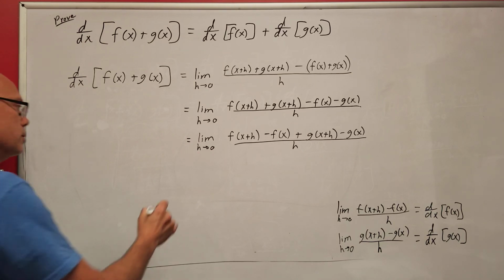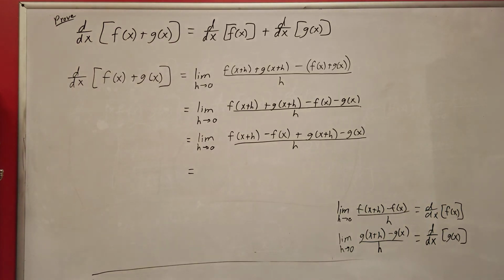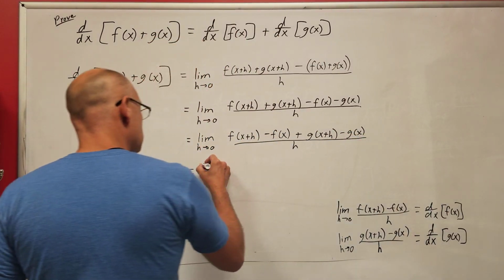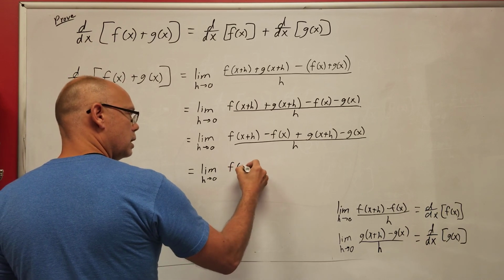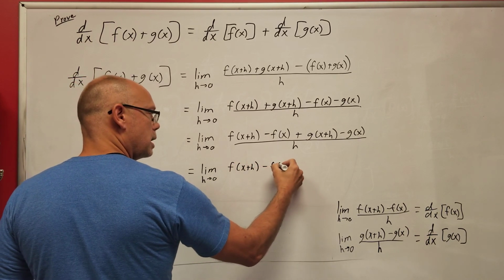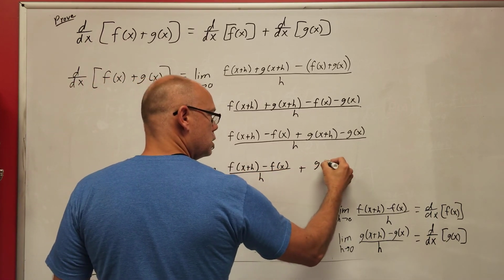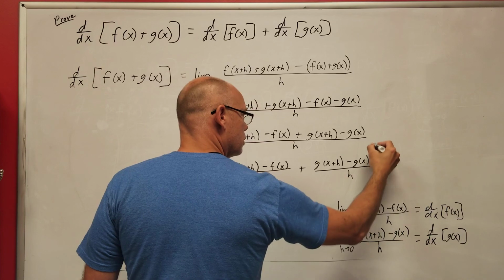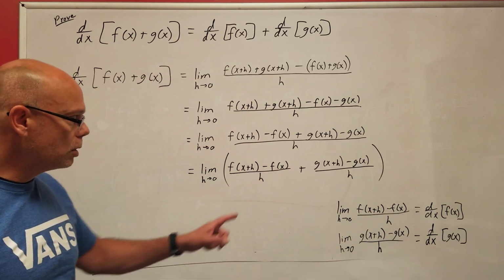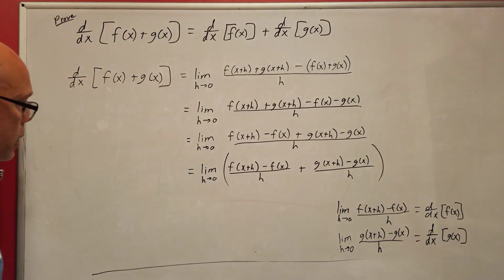Well, I could break this up. I could say this is the limit as h approaches 0 of f at x plus h minus f of x all over h, plus g at x plus h minus g of x all over h. Do you agree? If I add this back up, I'll get the step above. So they're equivalent.